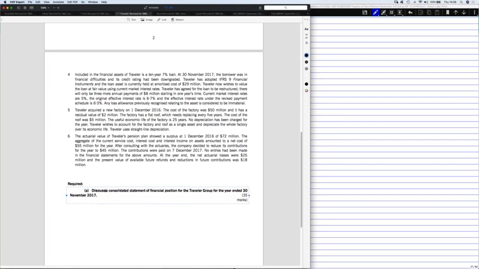Discuss with suitable calculations how the consolidated statement of financial position for the traveller group should be prepared. Okay, discuss. Oh, all of a sudden, does that look like a different question, everybody? Discuss with suitable calculations, let me put another comma in here, how the consolidated statement of financial position for the traveller group.